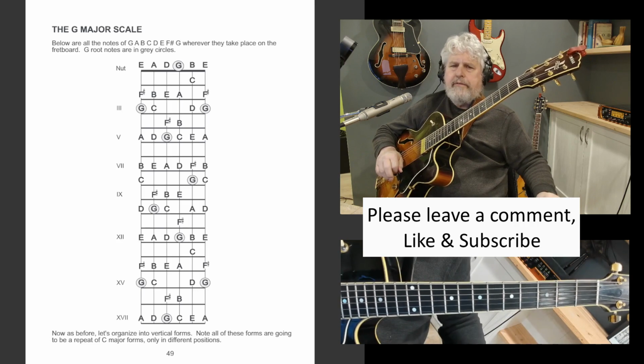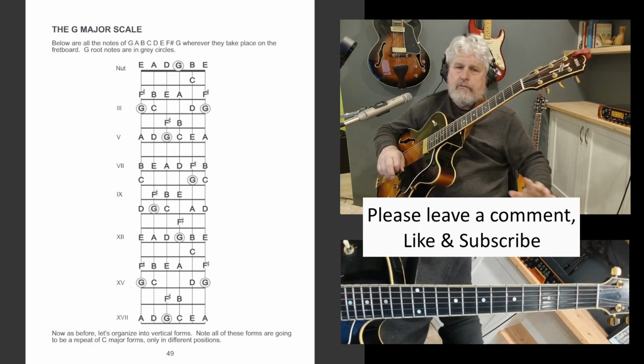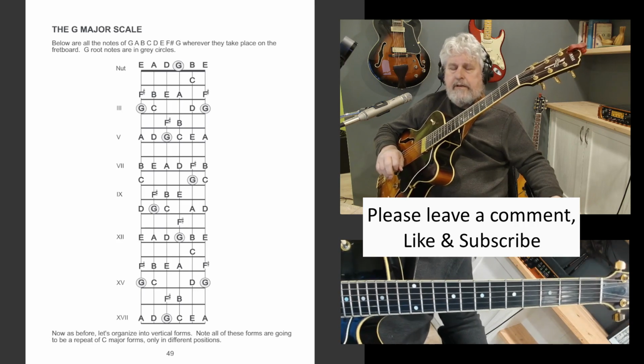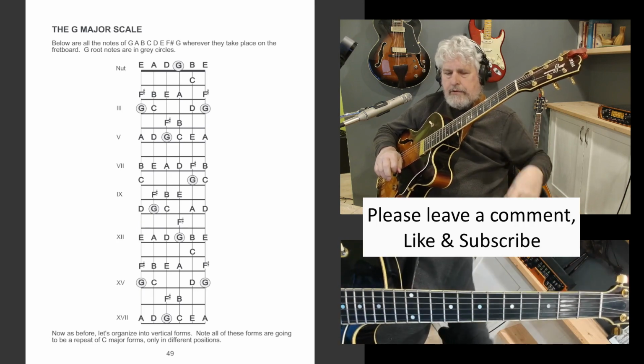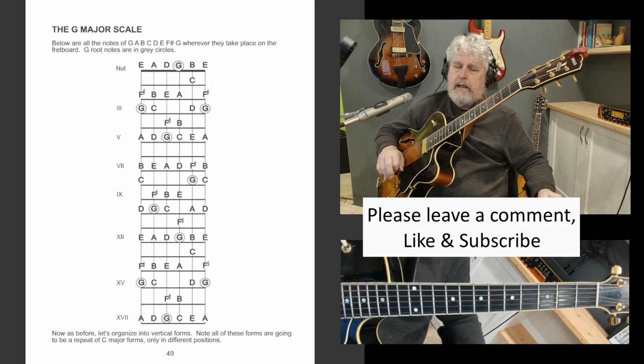So don't think of it as a lowered 5th. Don't think of it as a flat 5. Think of it as an augmented 4 because it wants to lead to the 5th in the chord.